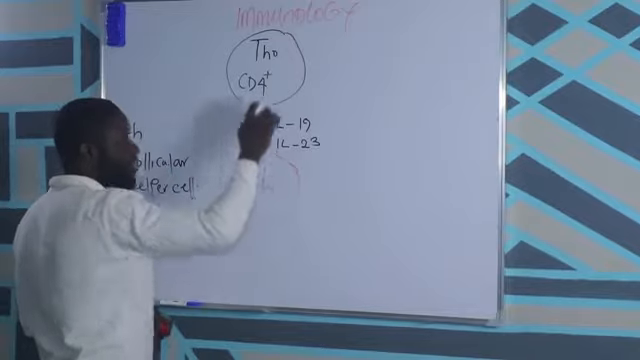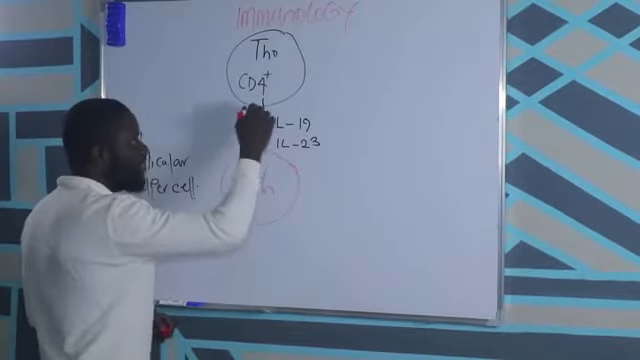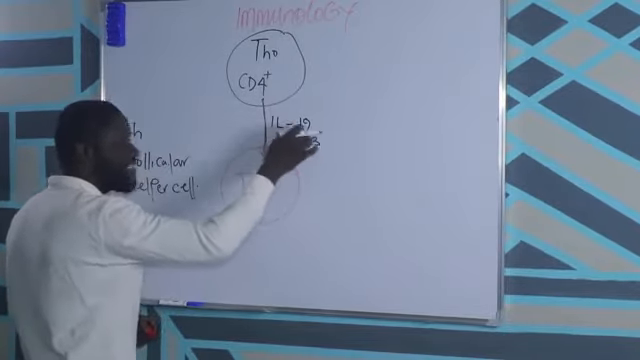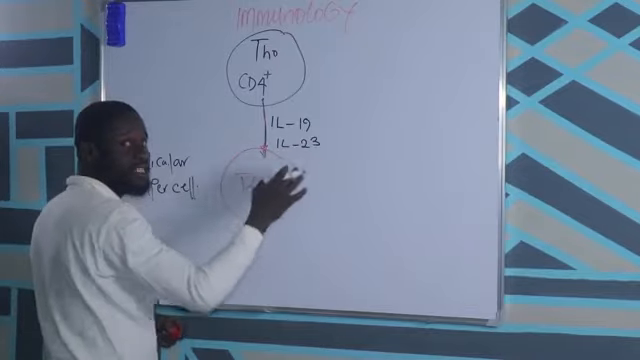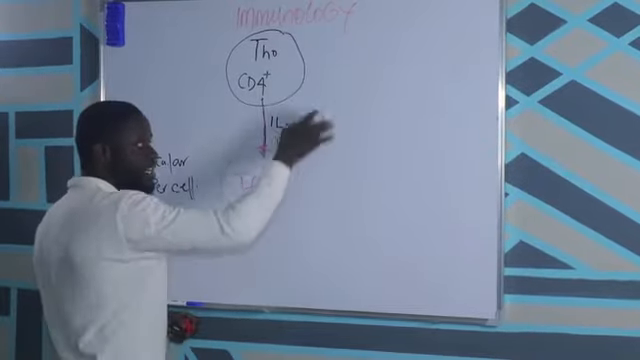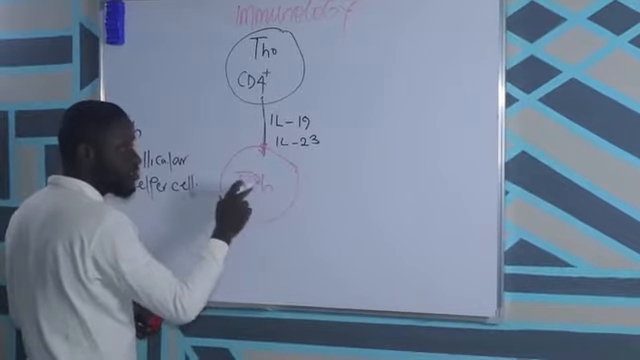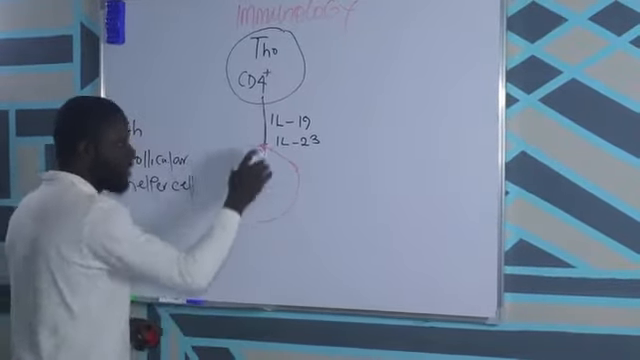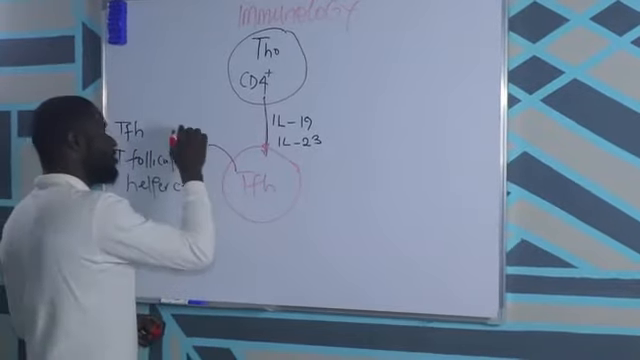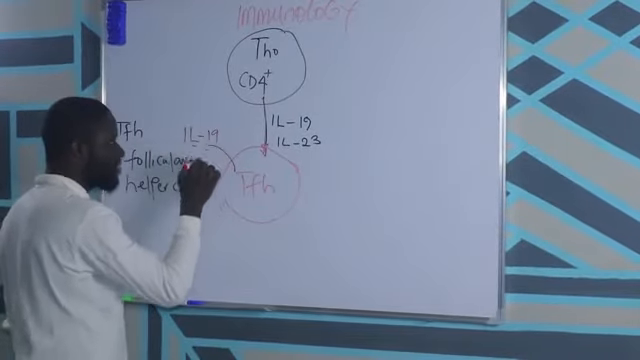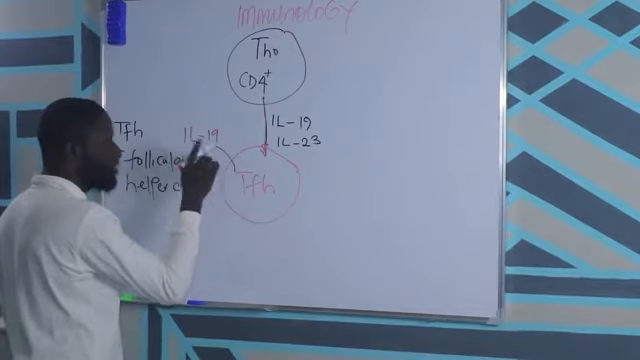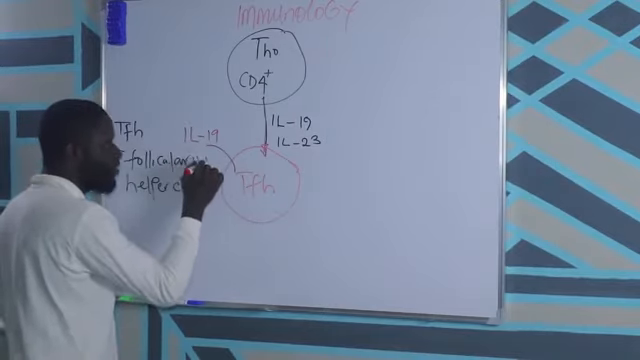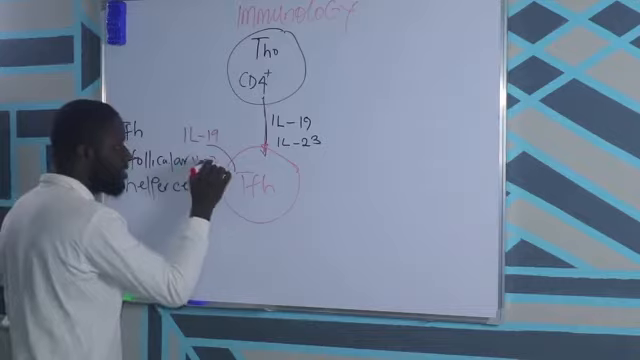So for this to occur, the TH0 now differentiates to TFH by releasing IL-19 and IL-23 as the cytokines it releases to differentiate, so that it can activate the B cell. So when this happens, TFH also releases a self-stimulatory cytokine, the same cytokine, IL-12 and IL-23.